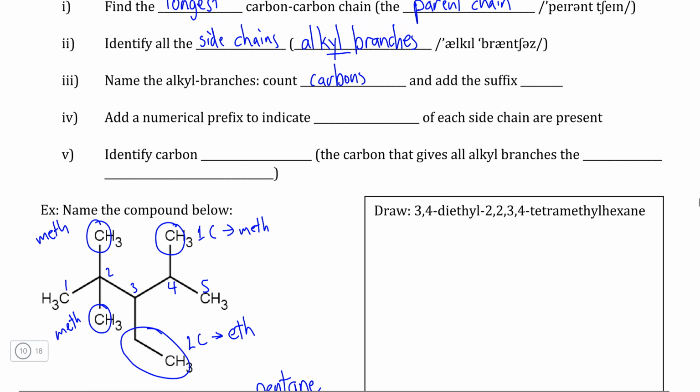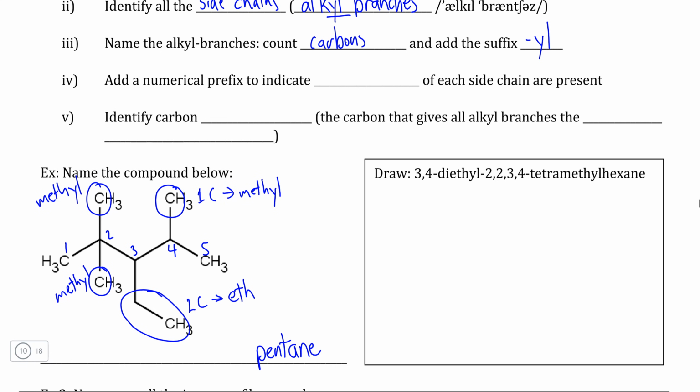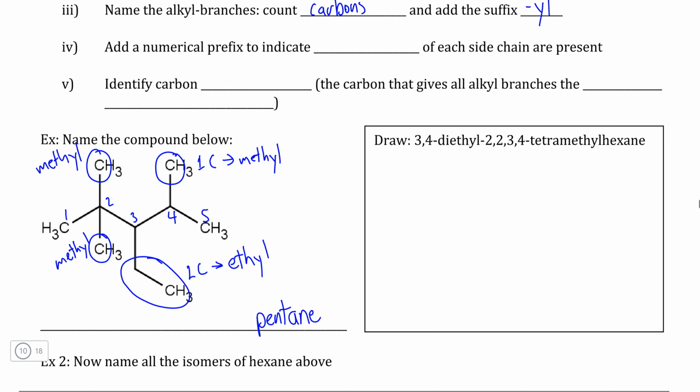Now, because these are not alkanes, because these are not complete molecules, but instead are side alkyl branches, we add the suffix -yl. So instead of methane, this would be called a methyl branch, or rather all of these single carbon side chains would be called methyl branches, whereas this 2 carbon side chain would be called an ethyl branch. Next, we need to designate each of these with a numerical prefix to indicate how many of each of these side chains exist within the molecule.